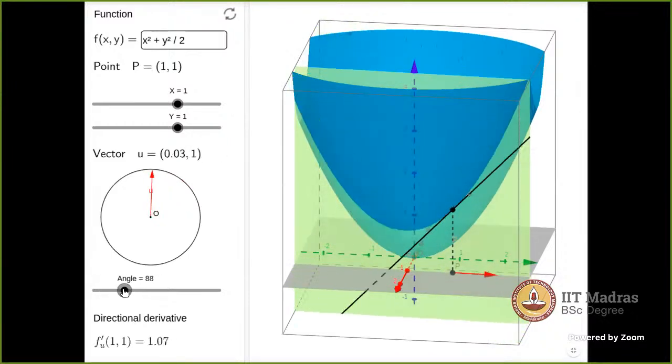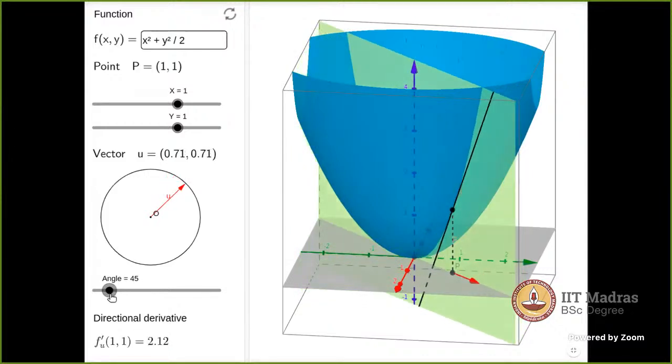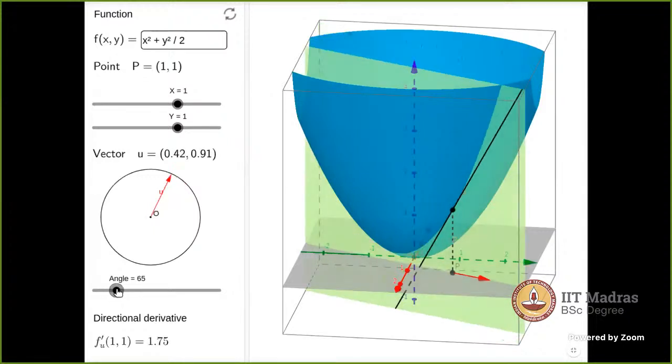Sir, I'm getting how the direction of this vector is changing, the directional derivative, but how is the length of it changing? No, the length is not changing. Sir, f dash of (1, 1) is changing, no? That is 1.73 to 2.2 or something like that. This is the value of the directional derivative at that point. This is the length of the vector, no?